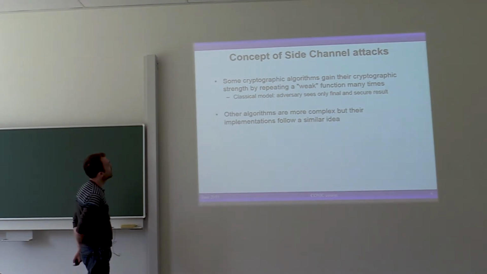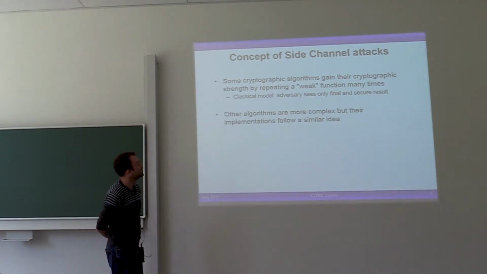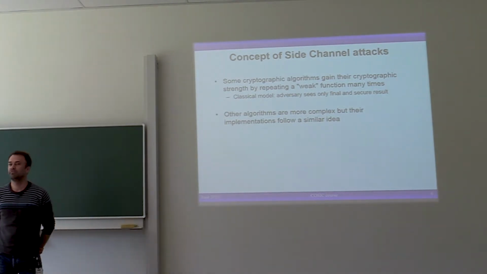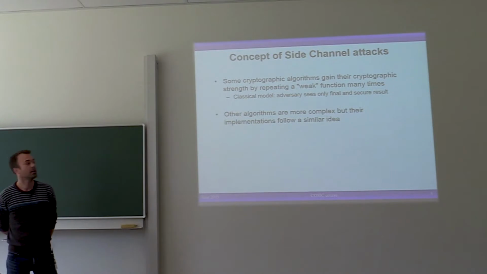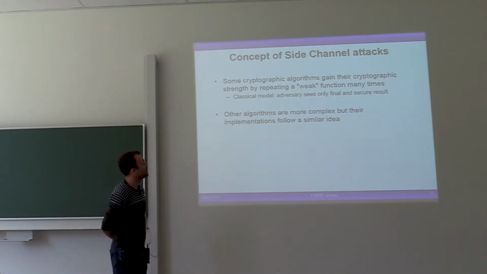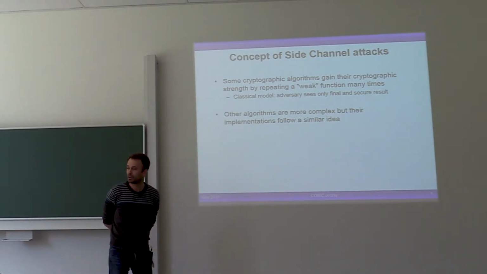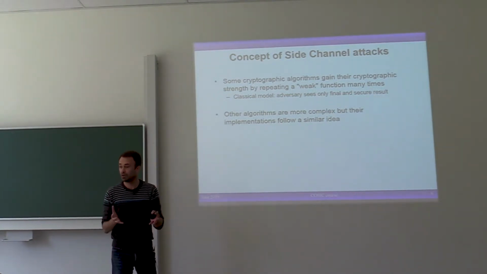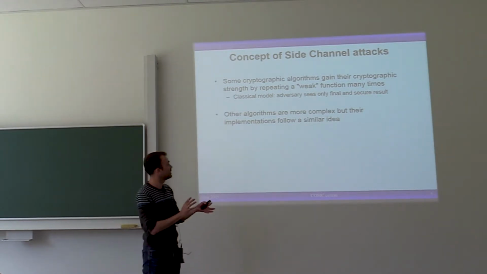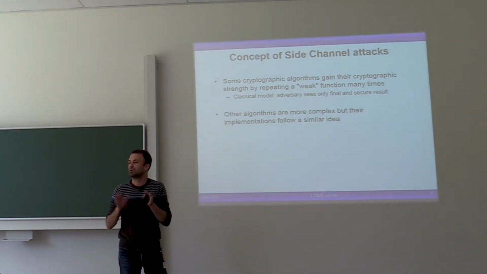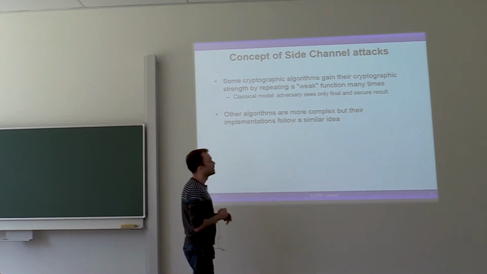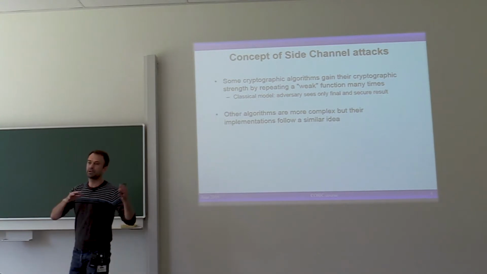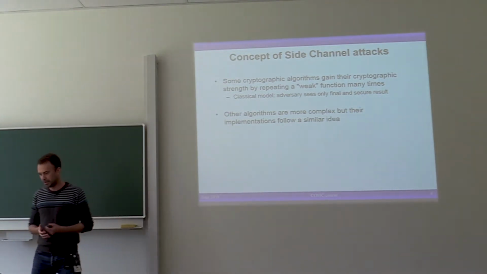Actually, most cryptographic algorithms gain their cryptographic strength by repeating a weak function many times. And we do that because we want to understand the security of that function. Because it's difficult to understand the security of a function, we choose a weak function, something simple that we can study very well, and then we just keep on repeating it, for example in rounds, until we believe the overall construction is strong enough, assuming that the attacker can only see input and output.